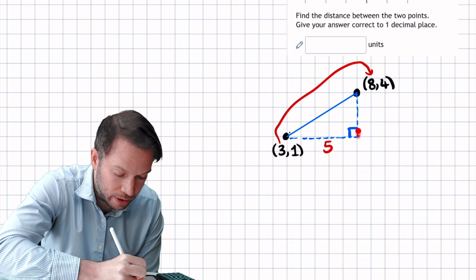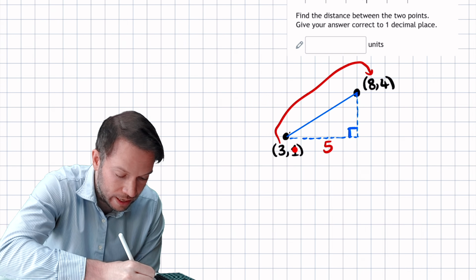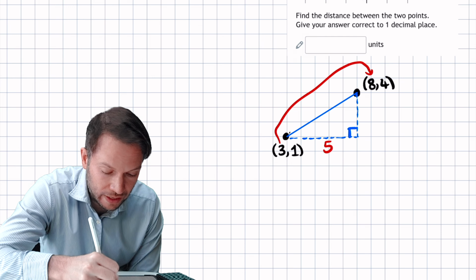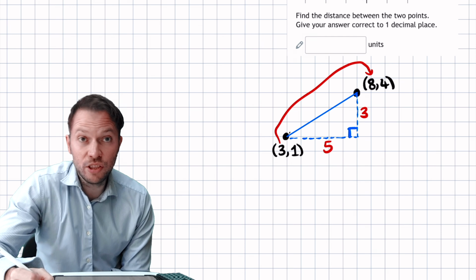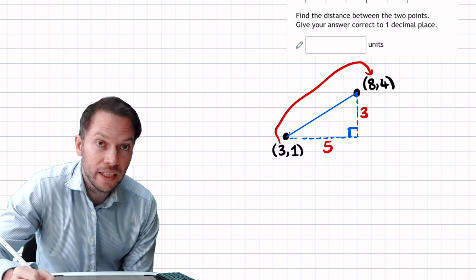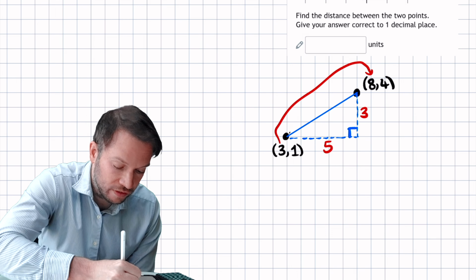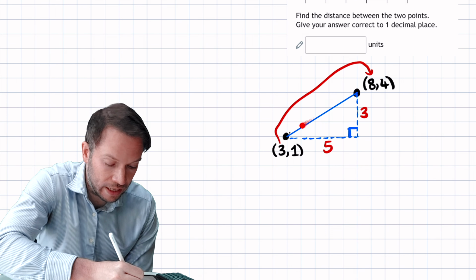be the difference between the y values. So this y value 1 and this y value 4. So we can see that difference is 3. And then we could use Pythagoras theorem to find this length here, which is the shortest distance we want. So let's call that distance d.